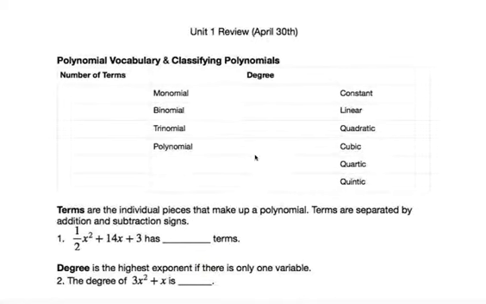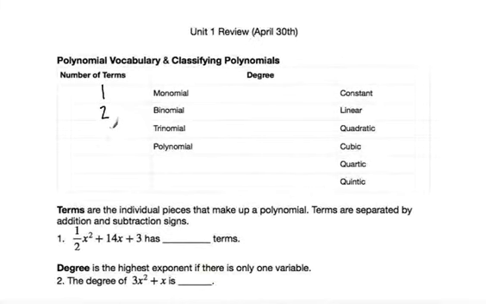In this video, we're going to review some of the basics of polynomials. So the first thing we need to discuss is the vocabulary for polynomials and how you classify polynomials. When we are classifying polynomials, we classify them by the number of terms that they have and by the degree. So if a polynomial has one term, we call it a monomial.